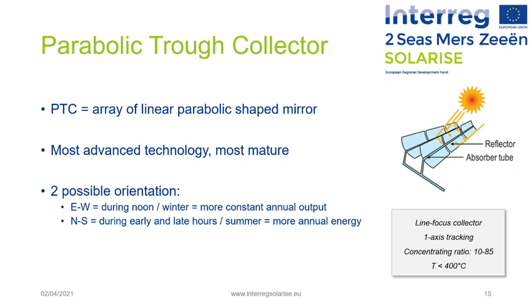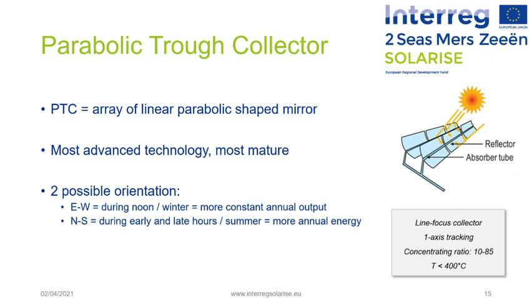These collectors can be oriented in an east-west direction, tracking the sun from north to south, which enhances the collector performance during the middle of the day, as during winter, or in a north-south direction, tracking the sun from east to west, which enhances performance during the early and late hours of the day, as during summer. The east-west field provides a more constant annual output, but over the year a north-south field usually collects more energy than an east-west one. Therefore, the choice of orientation usually depends on the application and whether more energy is needed during summer or winter.